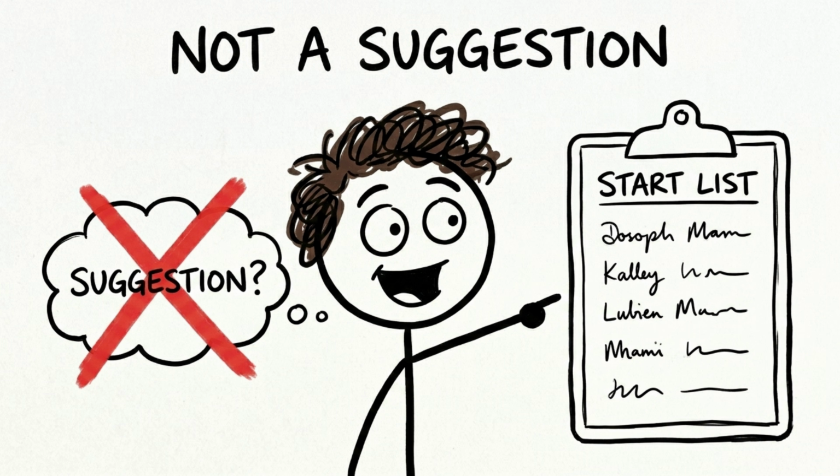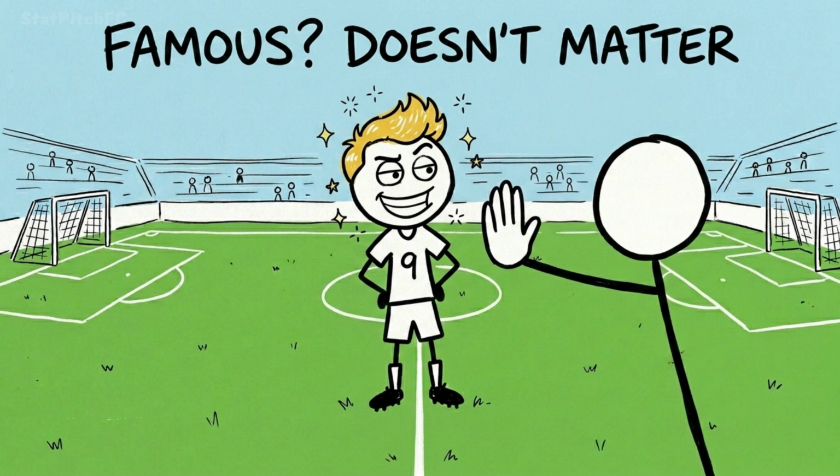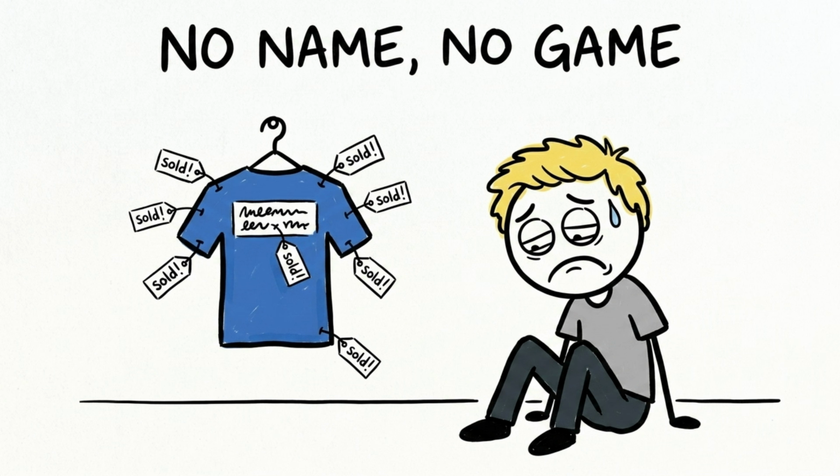Here's the part that trips people up. The list isn't a suggestion. It's the entire universe of who is allowed on the field. If a player isn't on it, he doesn't play. Doesn't matter how famous he is. Doesn't matter that the whole world bought his jersey. No name, no game.